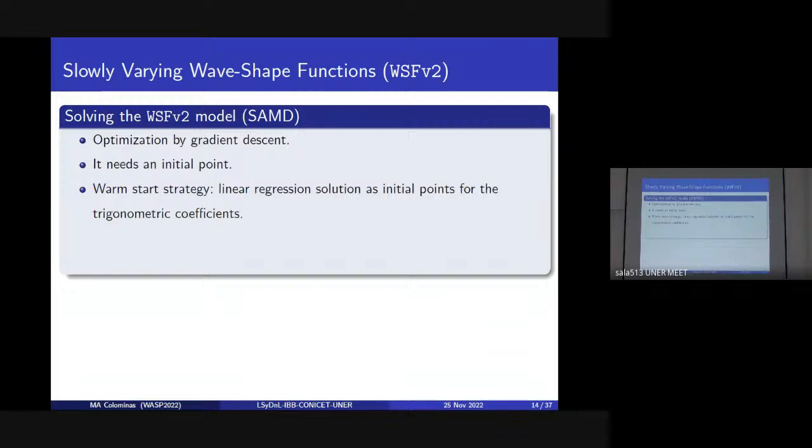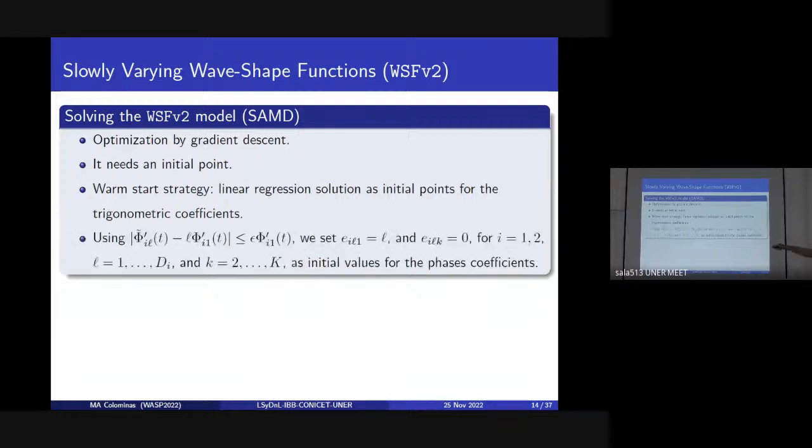But because of the non-linearity of the problem, even though the coefficient moves just a little, you could see that the waveform changes, significantly, I would say. So you take that as an initial point for the trigonometric coefficients, and because the phases are not far from integer multiples, you just initiate them with integer numbers. So your first guess for the phases are just integer numbers, and 0 for those coefficients with the power greater than 1.